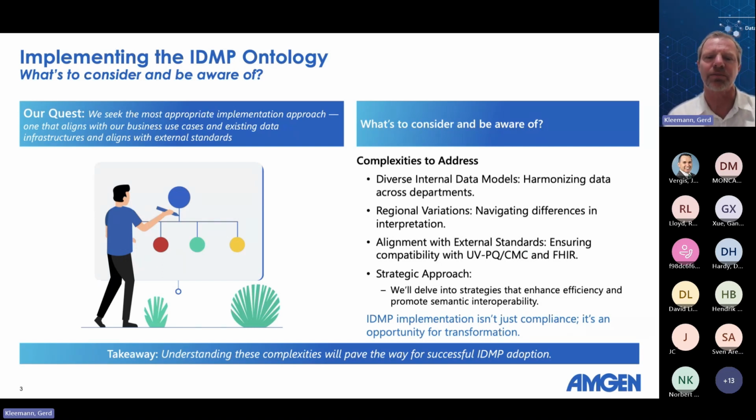So therefore, let's acknowledge some of the challenges that I and my colleagues at Amgen have come across. The three most important ones are diverse internal data models, regional variations, and the need to align with external standards, for example, UVPQ and FHIR standards. Considering these complexities will inform a strategic path to implementation and IDMP adoption by enhancing efficiencies, promoting semantic interoperability, and taking the opportunity to transform our data ecosystems to bridge the gap between people, processes, and systems.